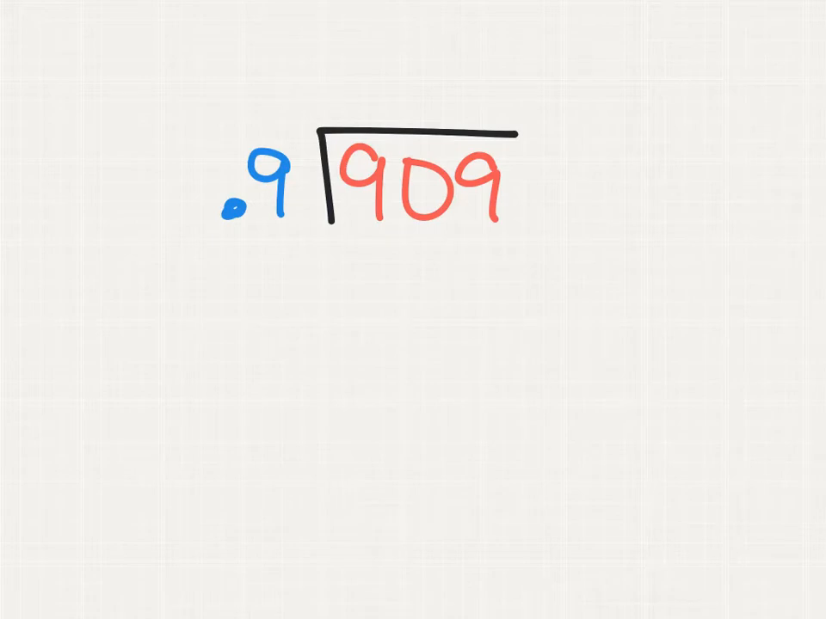So what do we need to do first? Anytime there's a decimal in the divisor, I always want to move that decimal to the very end of the number in my divisor to form a whole number. So in this case, to change 9/10 to 9, I need to move that decimal one place to the right, which is the same as multiplying by 10.